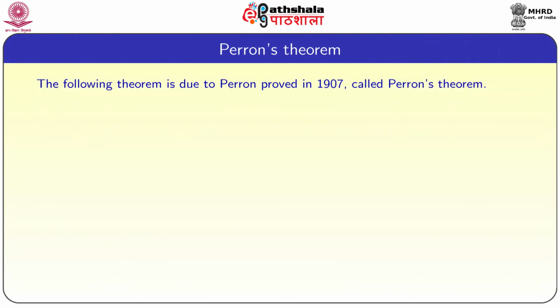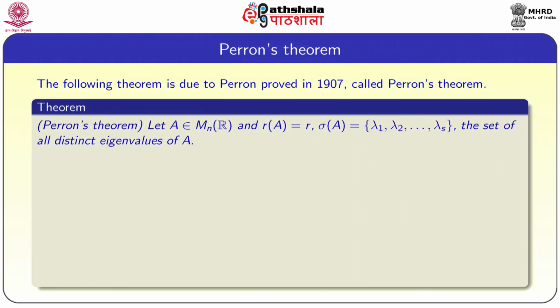So, Perron's theorem. The following theorem is due to Perron, proved in 1907, called Perron's theorem. It is a very useful, powerful result. Perron's theorem says that let A belong to Mn(R), that means A is a real matrix of size n by n, and r(A) equal to r, that is, the spectral radius of A equal to r, and the spectrum sigma of A equal to lambda 1, lambda 2 and so on up to lambda s, the set of distinct eigenvalues of A. If A is greater than 0, then the following statements are true.